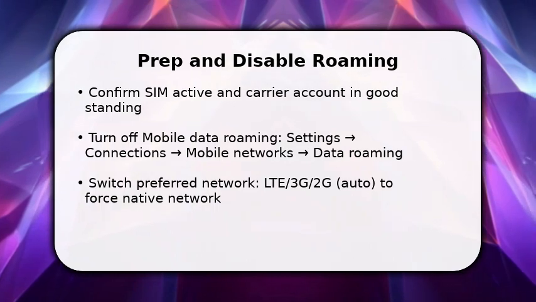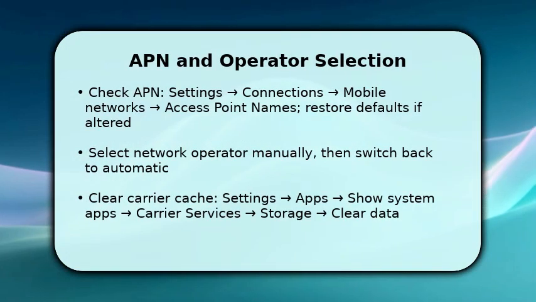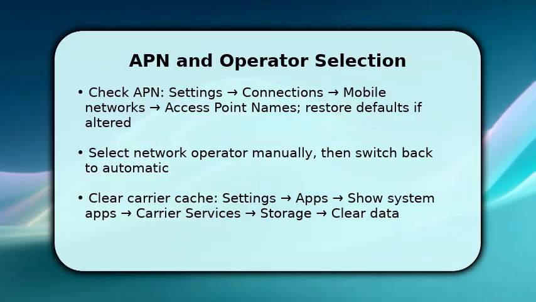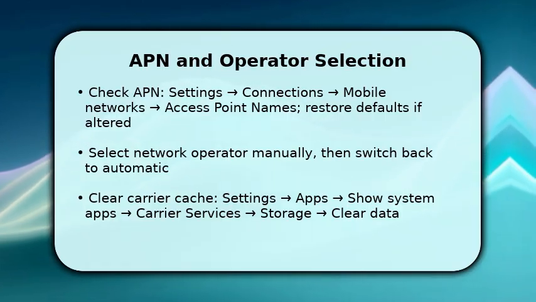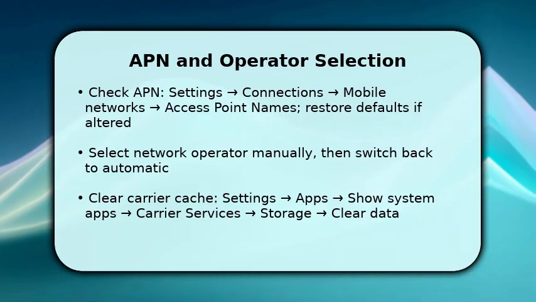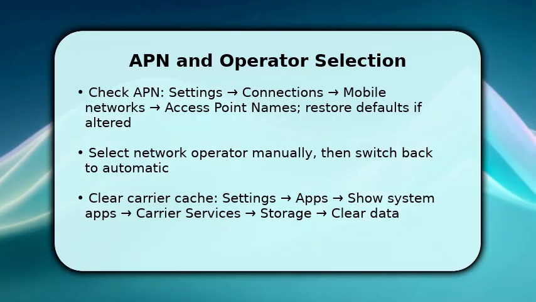Now check the APN list and restore defaults. A wrong APN can trigger roaming-like registration. If APNs look correct, manually pick your carrier under Network Operators, wait for registration, then switch back to Automatic. This forces a proper attach.